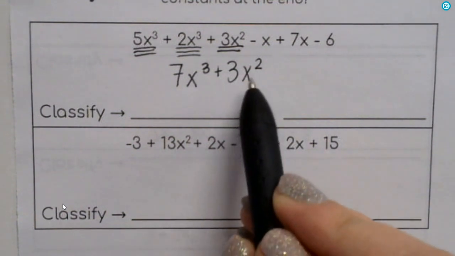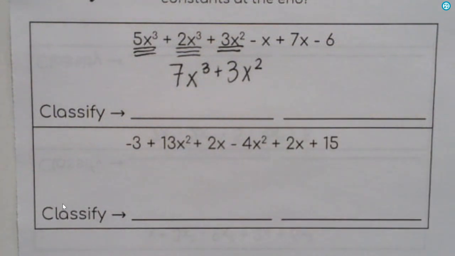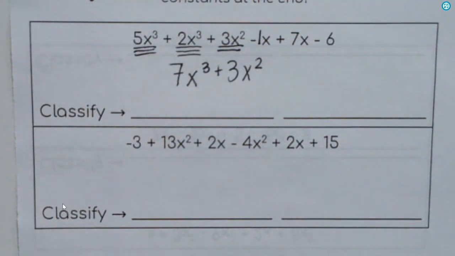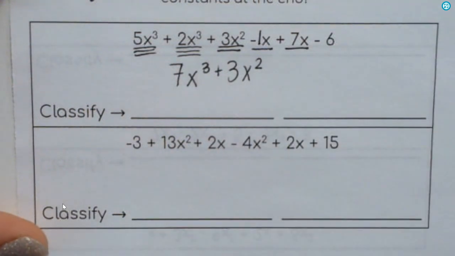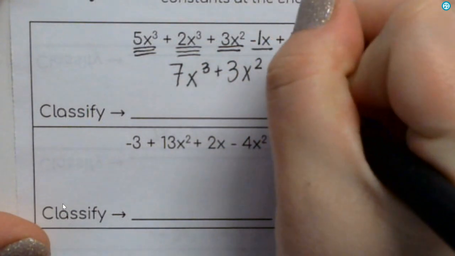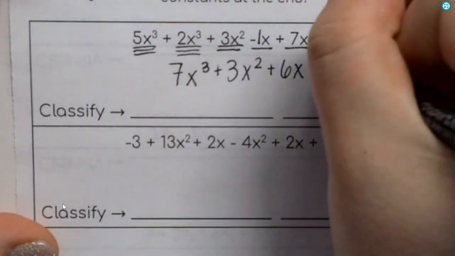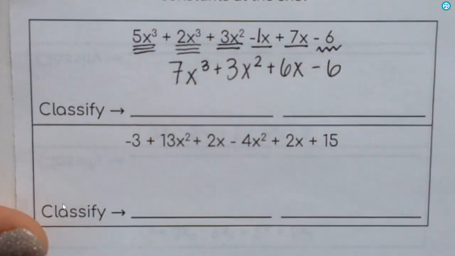And then after x squared comes x by itself. So I've got negative x and plus 7x. I'm going to put an imaginary 1 in front of this, minus 1x or minus x. So I've got negative 1x and 7x. Negative 1 plus 7 is 6. I've got plus 6x. And then I've got a minus 6 here at the end. And that always goes at the end. Whatever numbers by themselves combine together and go at the end.